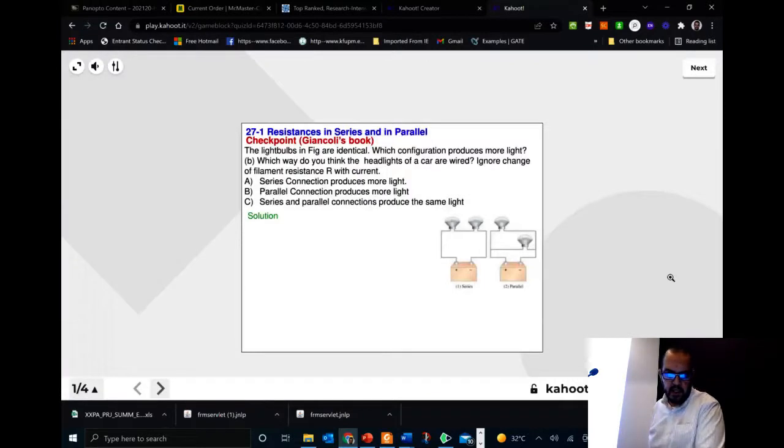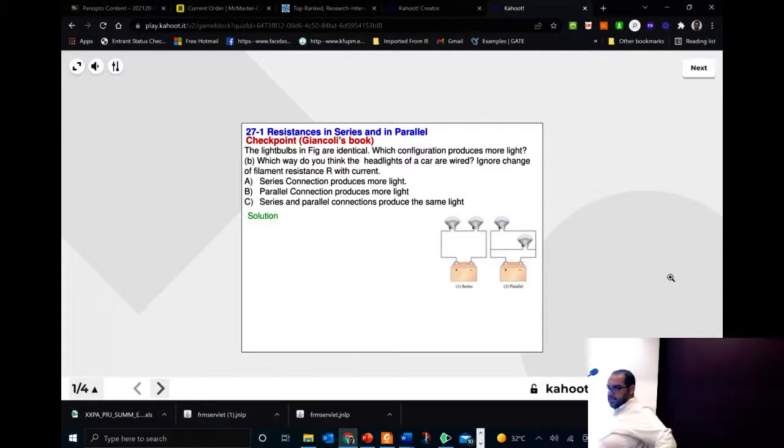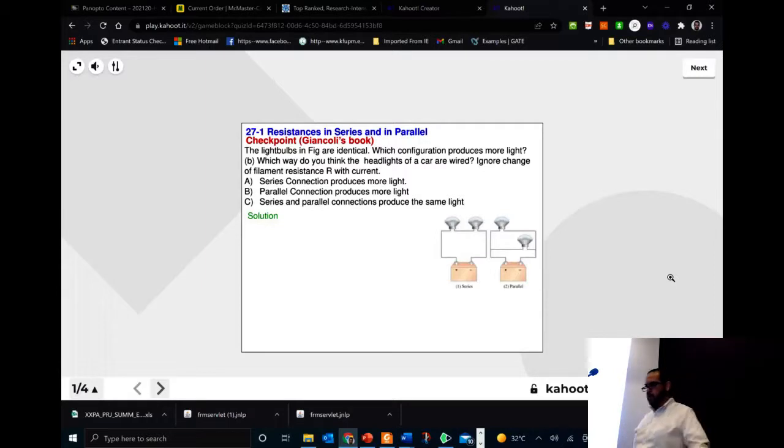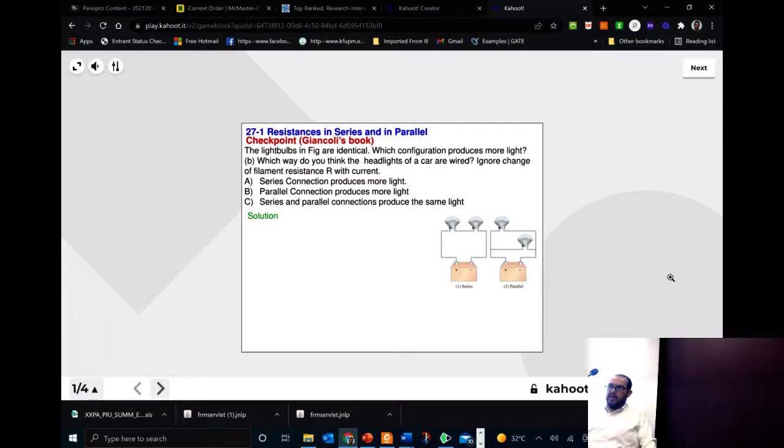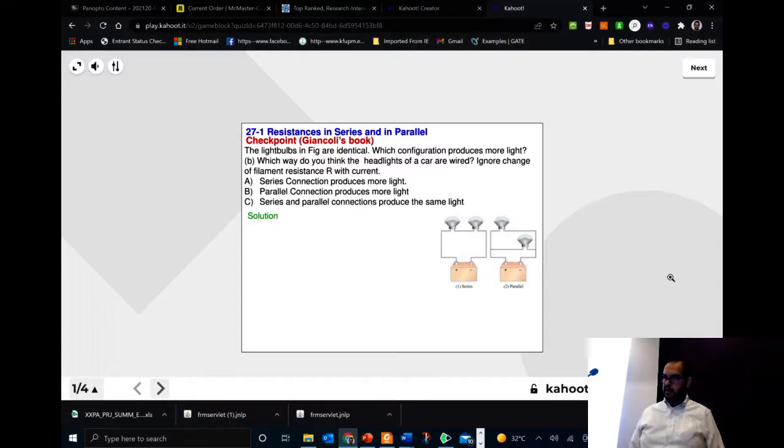Here you have light bulbs in the figure that are identical. Assume they have the same resistance, and let's assume it's a fixed resistance. Which configuration produces more light? You have A, series connection produces more light, B, parallel connection produces more light, and C, series and parallel connection produce the same light. This requires some thinking, so I'll give you a minute, and you can discuss it with your neighbor. Think, pair, and compare.